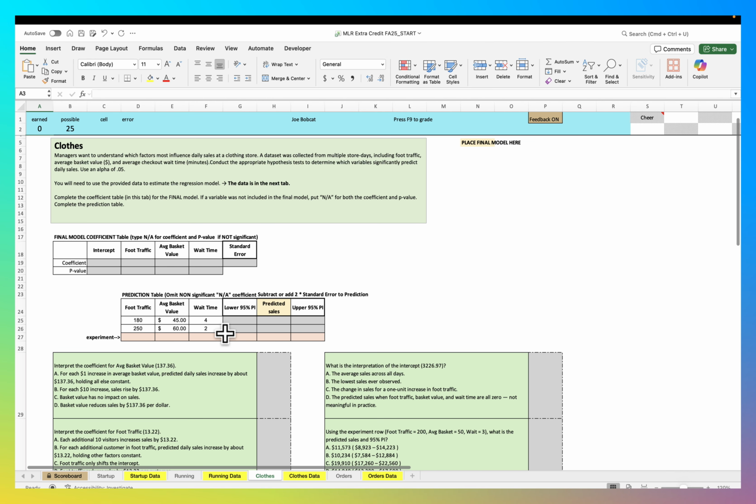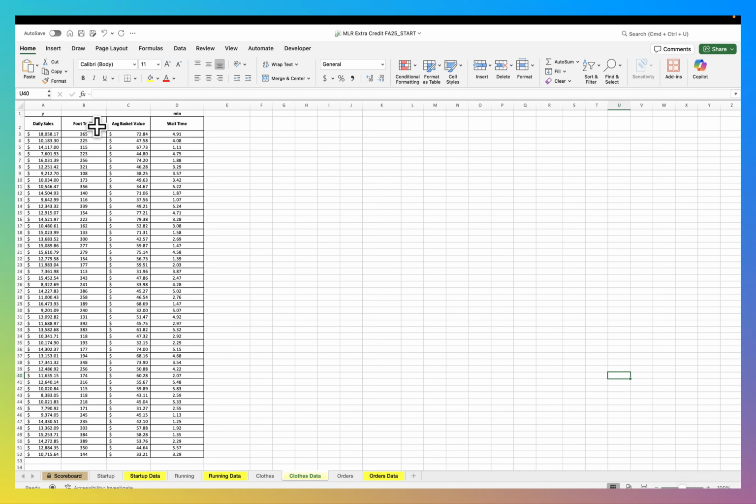So this one is shorter, has fewer predictors. So this one is managers want to understand which factors most influence daily sales at a clothing store. So sales is what's being predicted. And a data set was collected for multiple store days, including foot traffic, average basket value, and average checkout wait time. And so here's the data for that. Foot traffic, average basket value, and wait time in minutes. We're trying to predict daily sales.